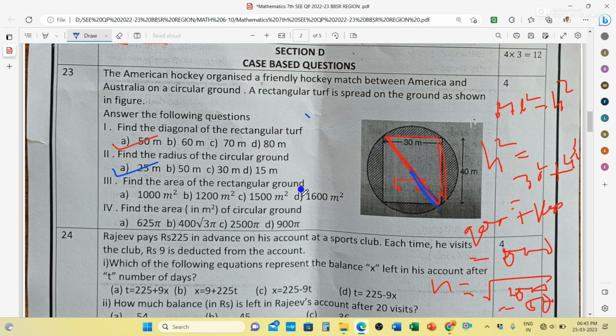Find the area of the rectangular ground. Area of the rectangular ground will be length into breadth. So 30 meter into 40 meter, it will give 1200 meter square. Find the area in meter square of the circular ground. You know, area of a circle is pi r square, right? Here r is 25. So pi multiplied by 25 square. 25 square is 625. So 625 pi.